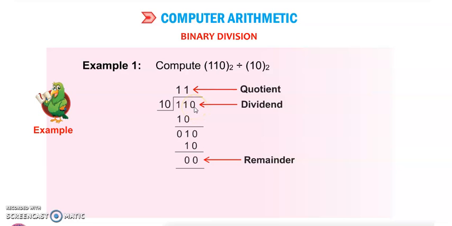After that we bring down the 0 over here. Now it is divided by only 10, so the quotient will be 1. Now you write 10 over here. After that you subtract: 0 minus 0 is 0, and 1 minus 1 is 0. So this is the remainder, this is the dividend, and this is the quotient. So our answer is 11. Okay, this is simple division.